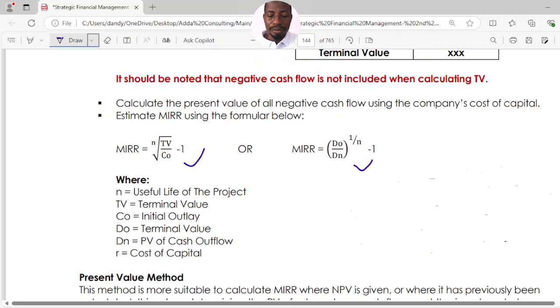Now if you don't know how to use the calculator's second function, then it's better to concentrate on this one. Use that formula. This will be more straightforward.